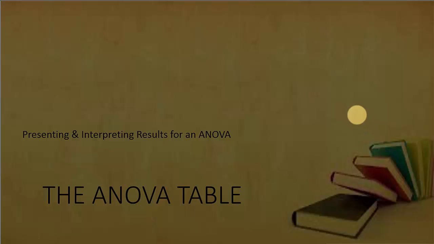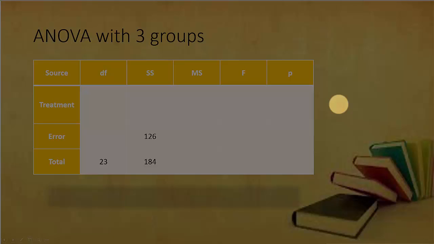Okay, let's take a look at the ANOVA table and how to present and interpret results for an ANOVA. Start with looking at the ANOVA table. To highlight the relationships in the ANOVA table, I'm just going to give partial information here. We'll work through and get things as we go. First of all, note that I have an ANOVA with 3 groups, and I've given you degrees of freedom total and sum of squares total and error.